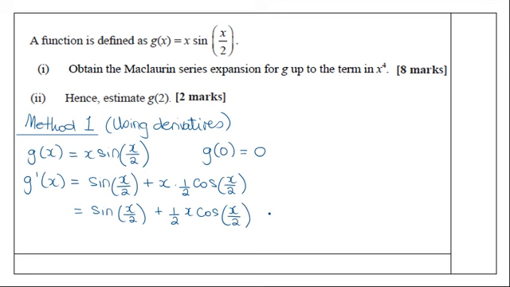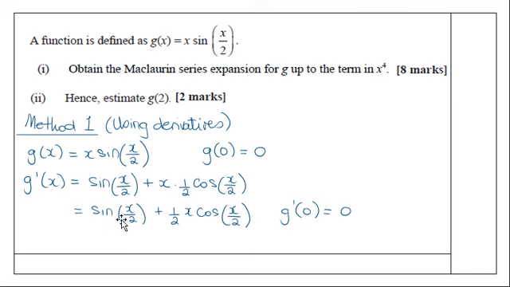And then we're going to take this now and plug in 0 for x. So we're going to have g prime 0, which this term is going to give me 0, and this is also going to give me 0 because of this x here. So we're going to get 0. Now we're going to find the second derivative. Differentiating this, we're going to use the chain rule. We're going to get half cos of x over 2.